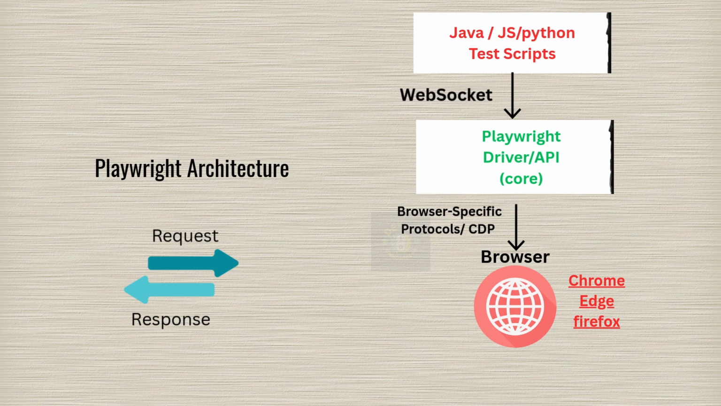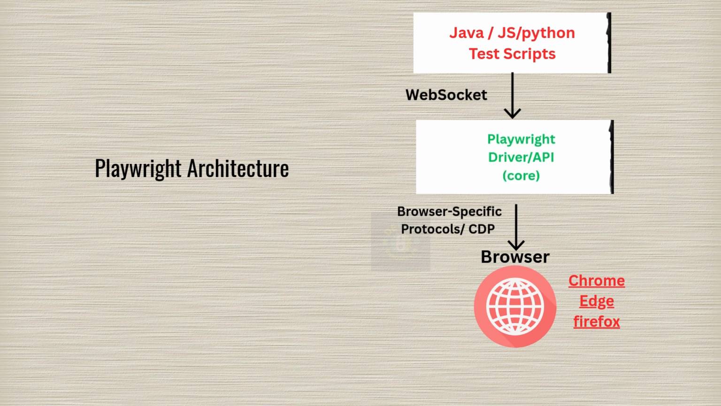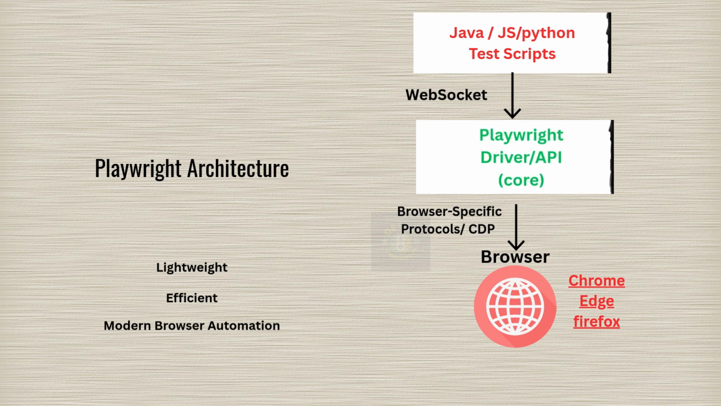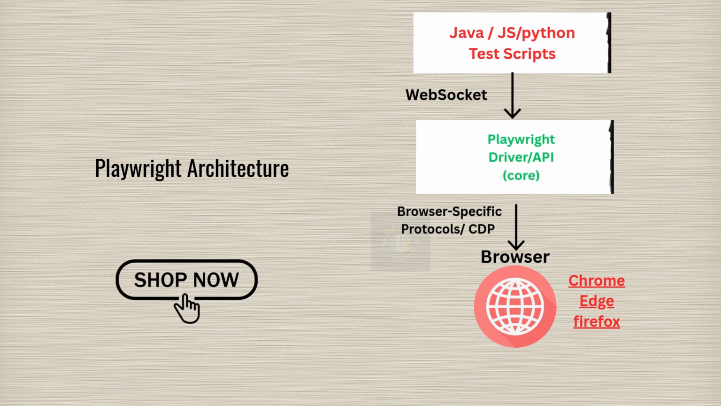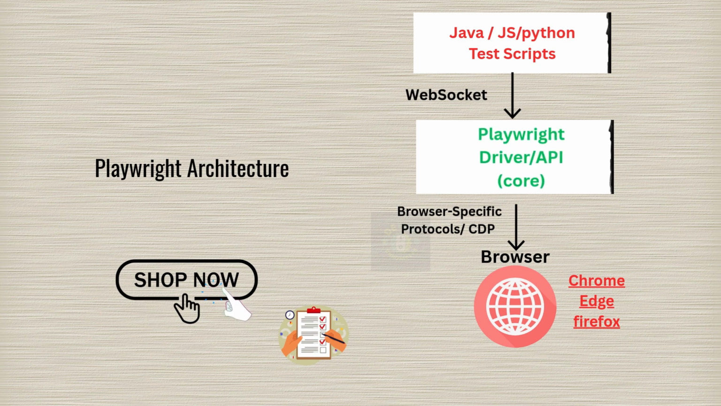Now let's talk about layer 3. This is the heart of the system. The Playwright core is incredibly smart. It's lightweight, efficient, and designed specifically for modern browser automation. Everything you need is bundled together in one coherent package. What's brilliant about this layer? It does not just translate commands, it understands the context of what you are trying to do. Want to click a button? It waits for it to be clickable. Need to fill a form? It ensures the field is ready to enter the data. This intelligence is built right into the core architecture.